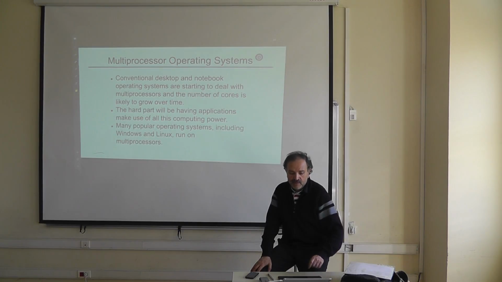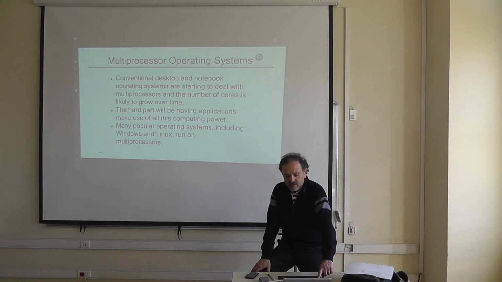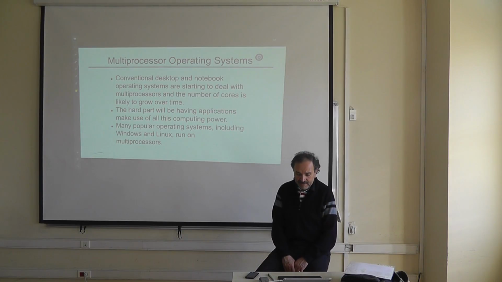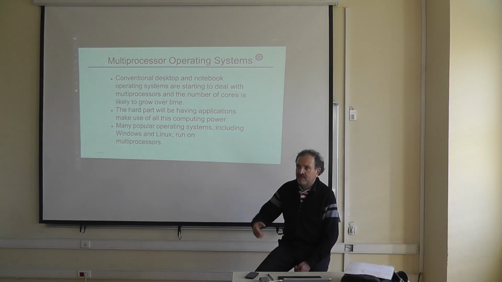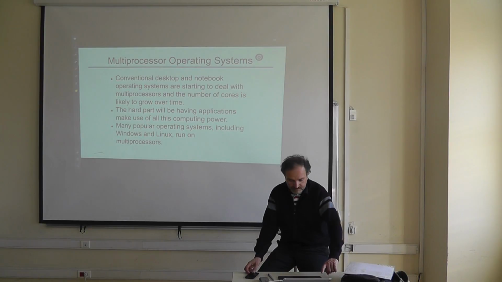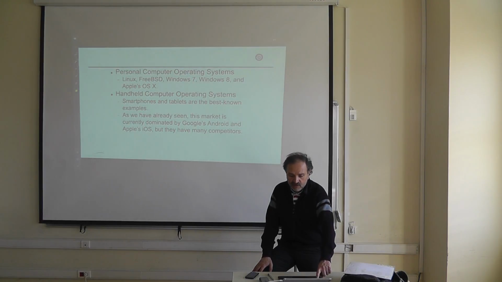Conventional desktop and notebook operating systems are starting to deal with multiprocessors. Okay. The hard part is that the operating system has to be complicated, but the hard part will be the applications. If my application can use more than one processor at the same time, it's good for me, but writing those applications is not that easy. Even if you don't have those kinds of applications, my operating system can run more than one process at the same time, which makes my computer overall faster. Okay, these are the multiprocessor operating systems. What else? We have personal computer operating systems.